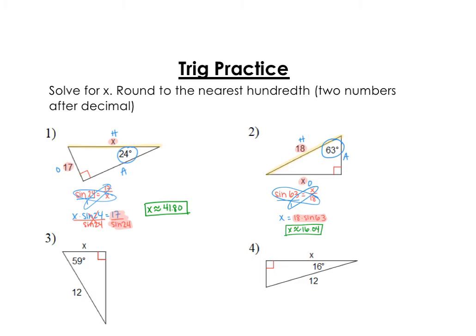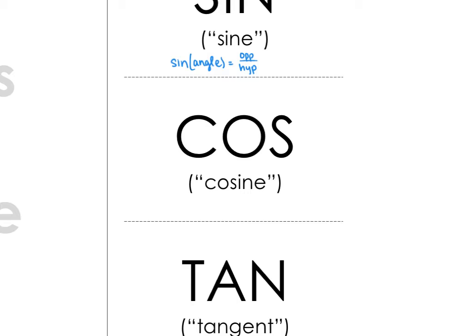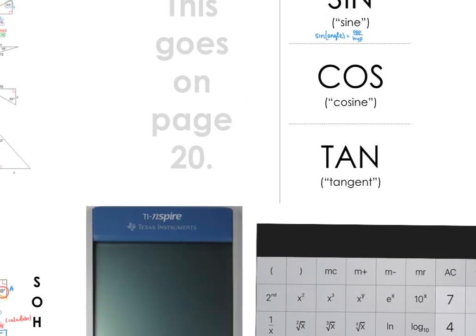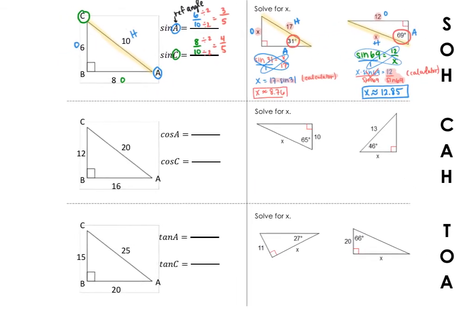All right, so now let's go ahead and look at cosine. The cosine ratio is set up a very similar way to sine, except the ratio is different. Instead of opposite over hypotenuse, it's adjacent over hypotenuse. All right, so let's go ahead and look at these examples here.